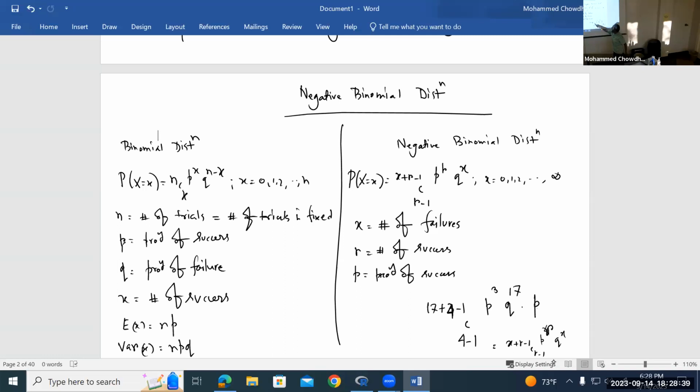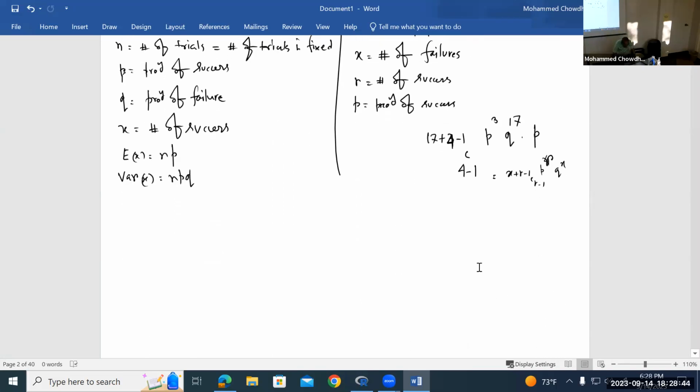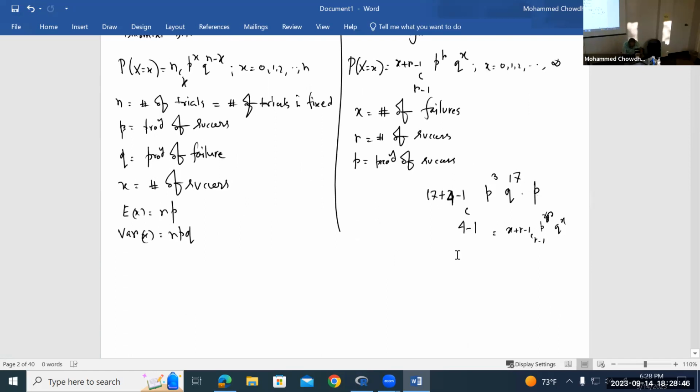So this is the derivation. Okay. Now let me show you. This one has a mean expected value of x equal to RQ over P, and it has a variance of x equal to RQ over P square.